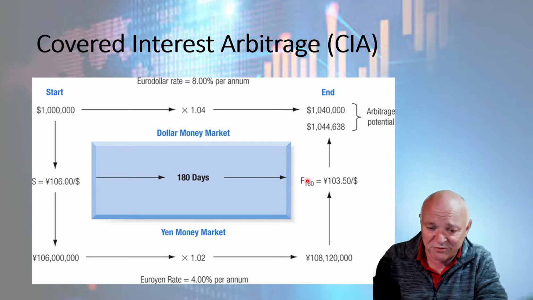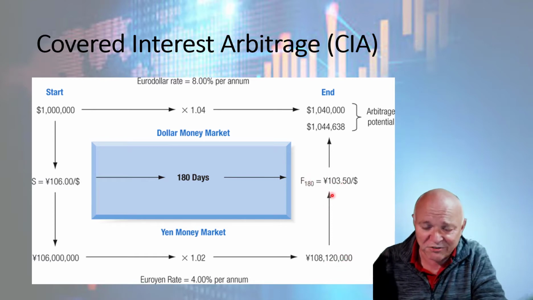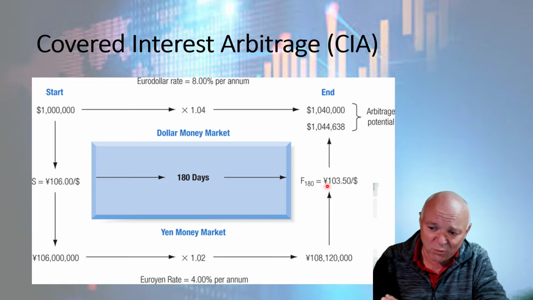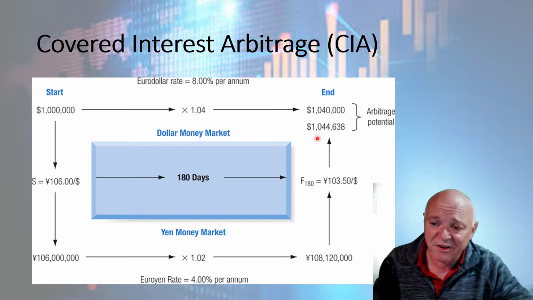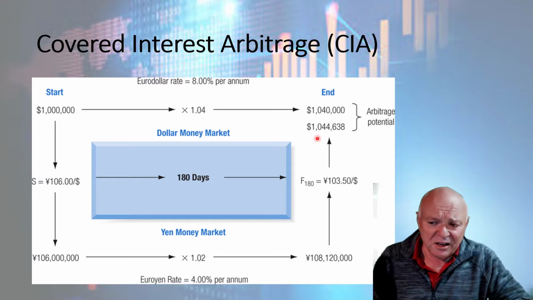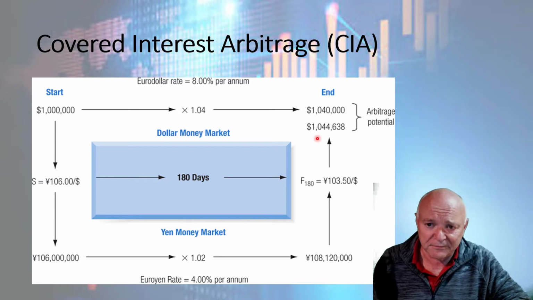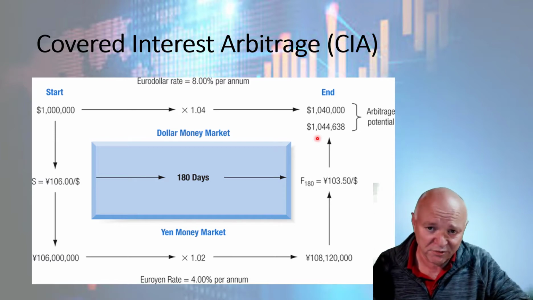The forward rate for the yen is going to appreciate in value against the dollar as well. After 180 days, $1 will be worth 103 yen 50. And so if we divide 108 by the forward rate, that means that we see that there's a possibility of having $44,638 as our return. Now, this is just describing two different investment opportunities.